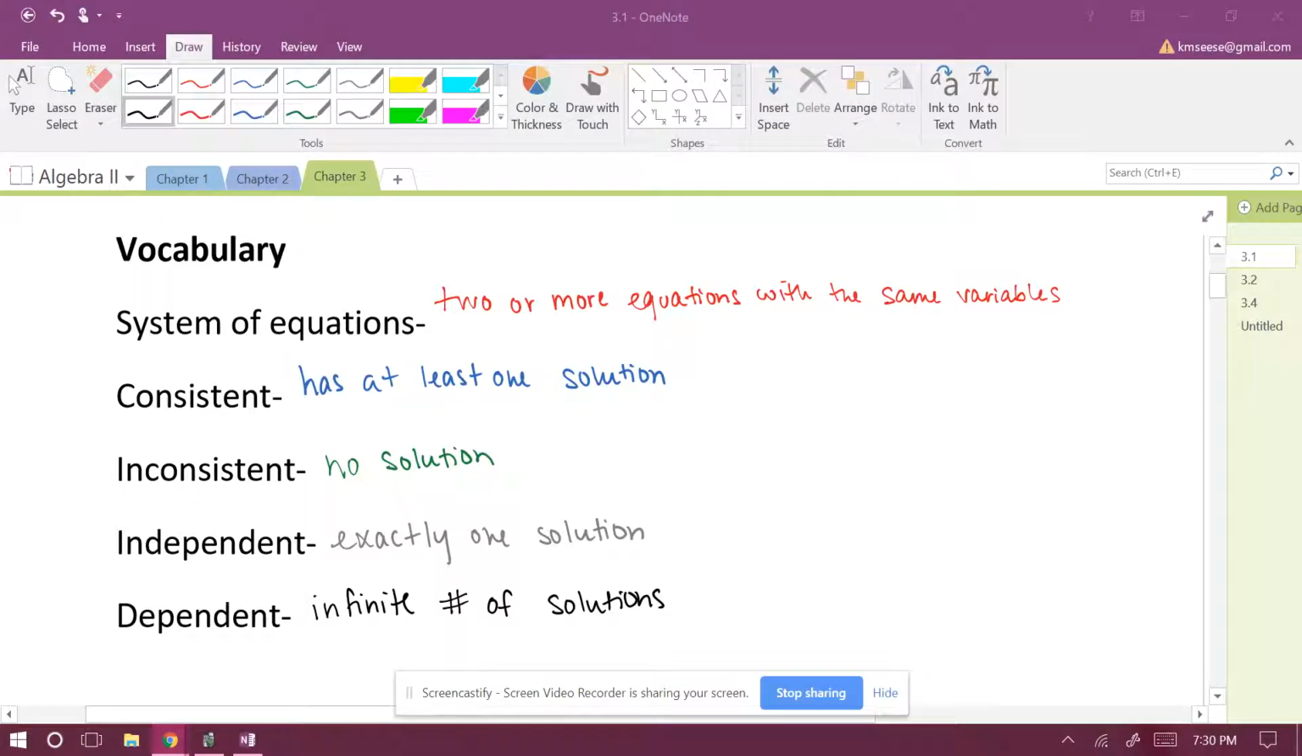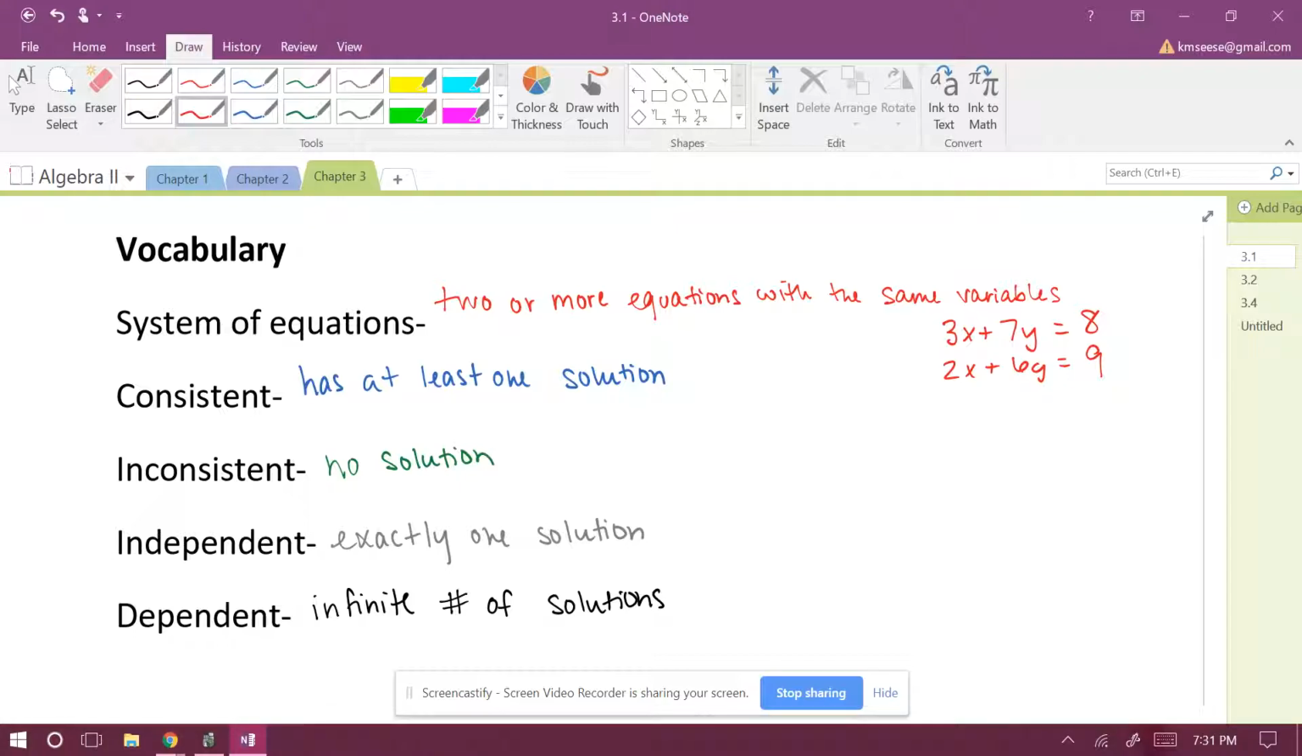So today we're going to begin chapter 3, and we're going to talk about systems of equations. You've probably done some of this in the past, so it's going to be a little bit of a review. A system of equations is two or more equations with the same variables. So you'll have two expressions such as 3x plus 7y equals 8, or you may have 2x plus 6y equals 9. You would have to solve these equations for x and y.